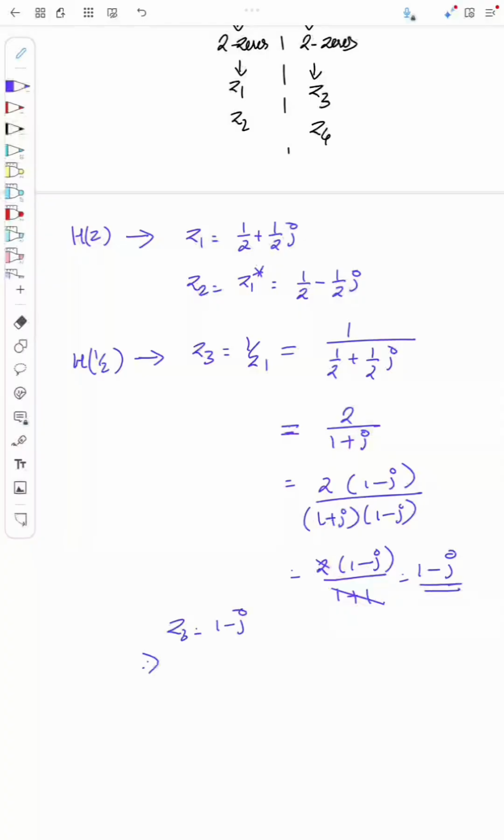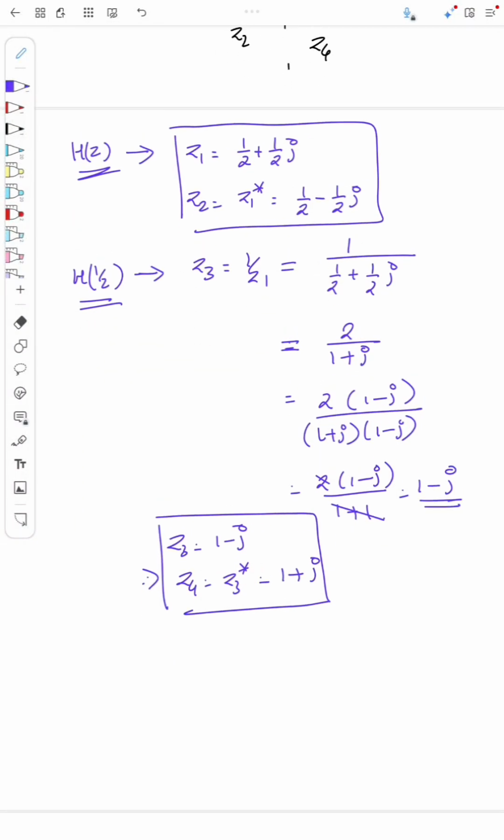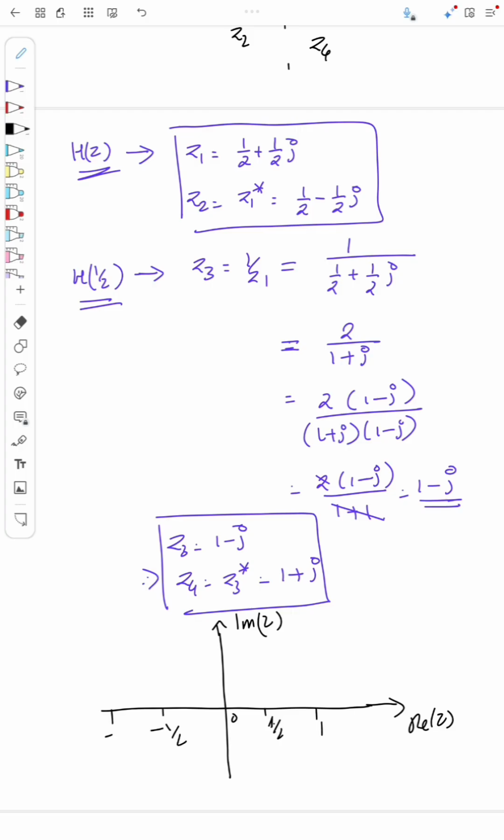What will be z4? z4 will be equal to z3 star, that is the conjugate of this, right? So it will be 1 + j. So these are the two zeros of H(1/z), and these are the zeros of H(z). So how will the pole zero plot look like? So this is real of z and imaginary of z, right? So let this be 0, this is 1/2, this is 1, this is 1/2 j, 1 j, this is minus 1/2 j, minus 1 j, right?